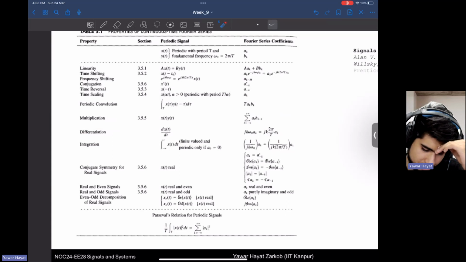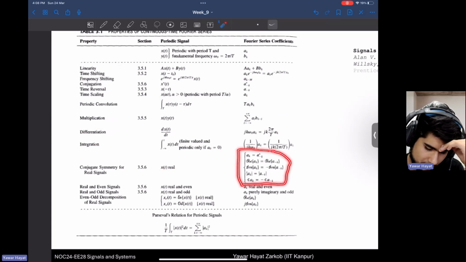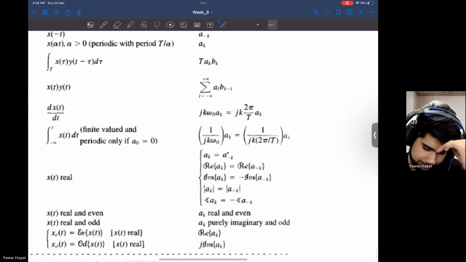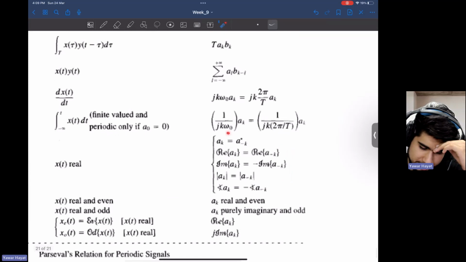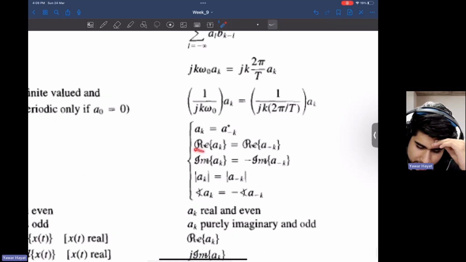Conjugate symmetry for real signals. If x of t is real, then the following properties hold good. This is something that we saw in the previous question as well, right? ak is equal to a star of minus k if x of t is real. But in addition to that, we have the following. The real part of ak is the real part of a minus k.